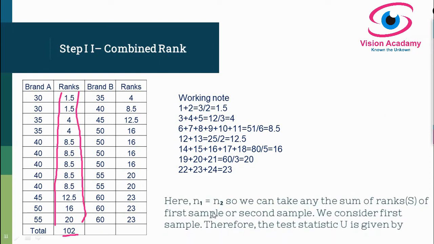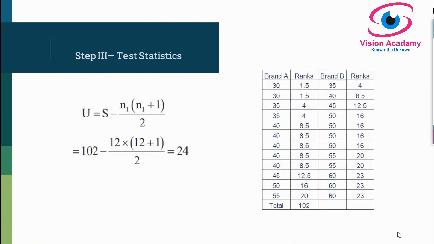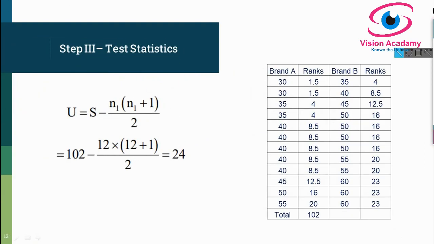Here N1 and N2 are both equal, which means the sample sizes are equal. So we can take the sum of the ranks of either the first sample or the second sample, whichever you like. Here I will consider the first. By considering the brand A rank, I will compute the test statistic. Now let's go for the third step, that is the test statistic.